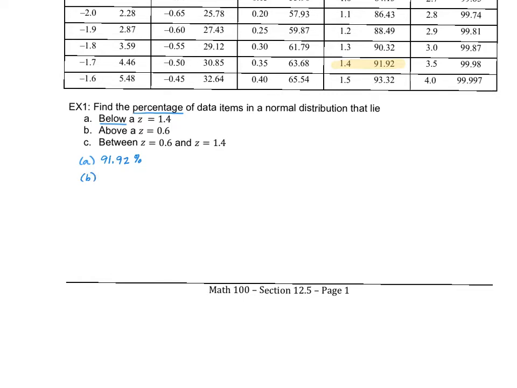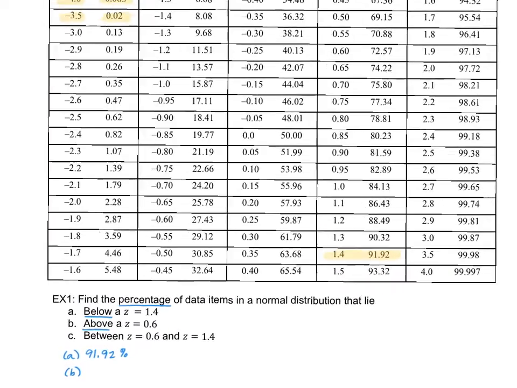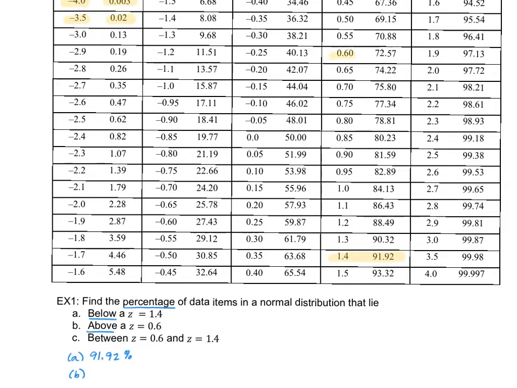Part B, we have to be careful because we're looking at the data items that are above a z-score of 0.6. So let's first go to a z-score of 0.6. And a z-score of 0.6 corresponds to a percentile of 72.57. So remember, that means that 72.57% of our data items are below this data item with a z-score of 0.6.